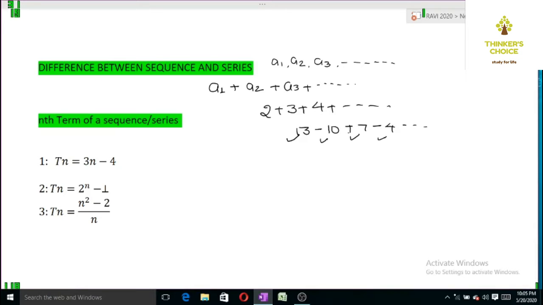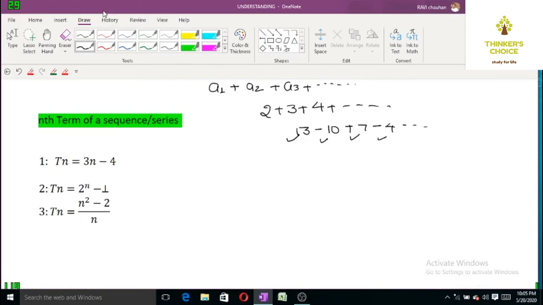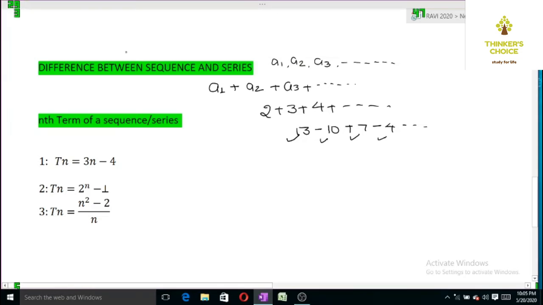Now take some examples of the nth term of a series. Suppose this is the nth term, and the question is to find the first 5 terms of this series, or you can say sequence. It is a very simple question. You have to put n equals 1, then what happens?